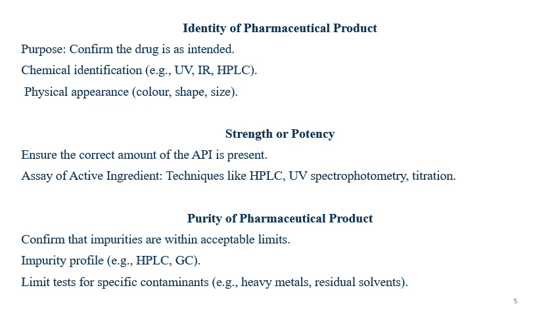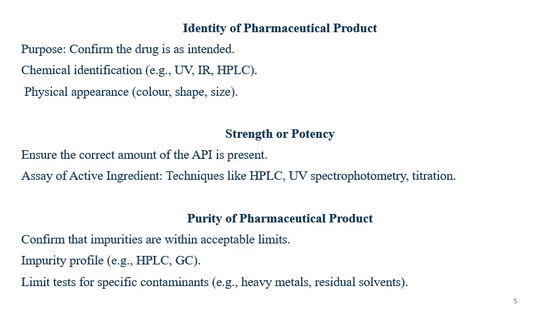So description and identification. Strength or potency ensures the correct amount of API is present. Assay of the active ingredient is the example of strength and potency. Techniques like HPLC, UV, spectrophotometry, and titration can be used to determine the strength and potency.